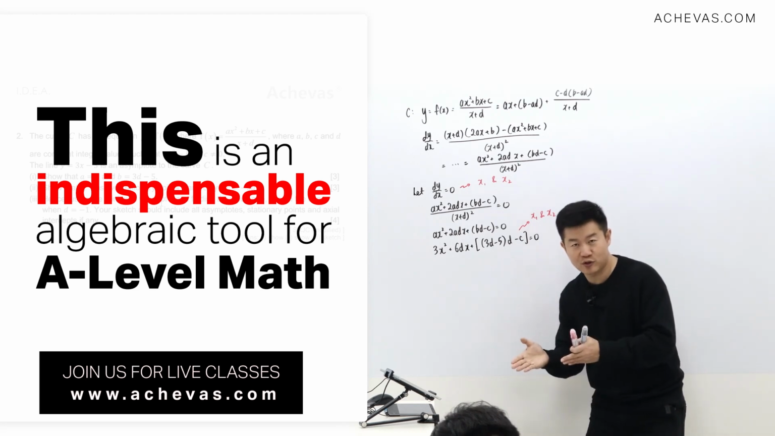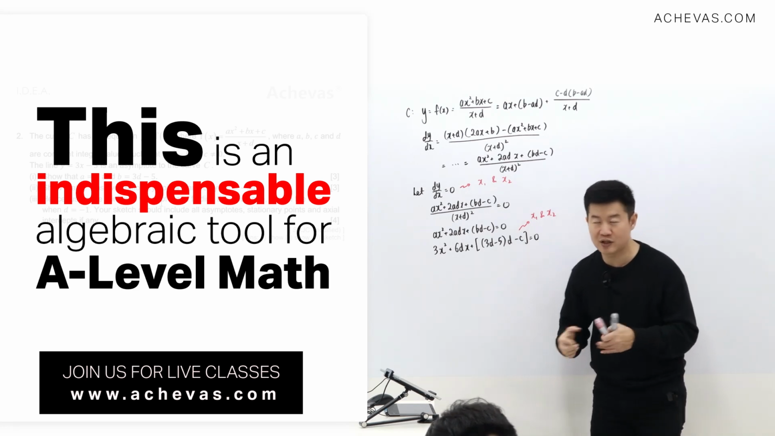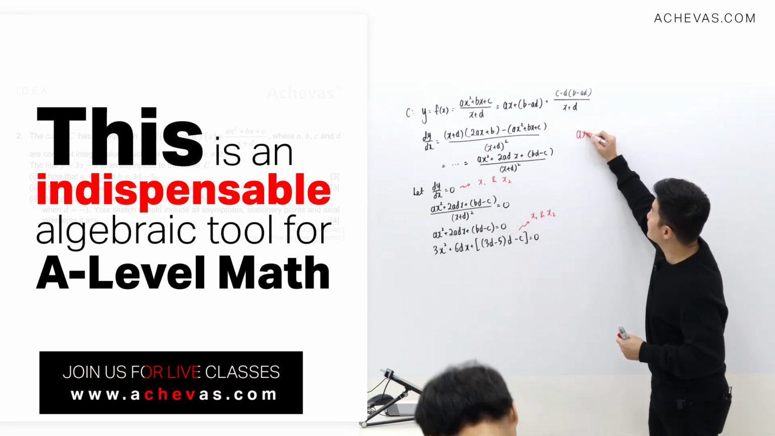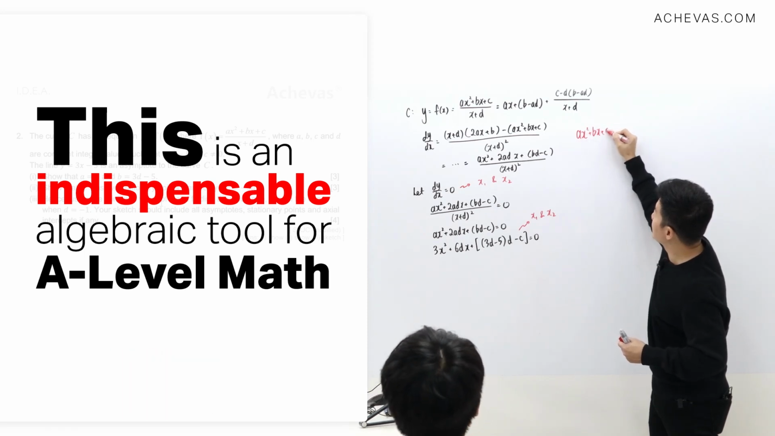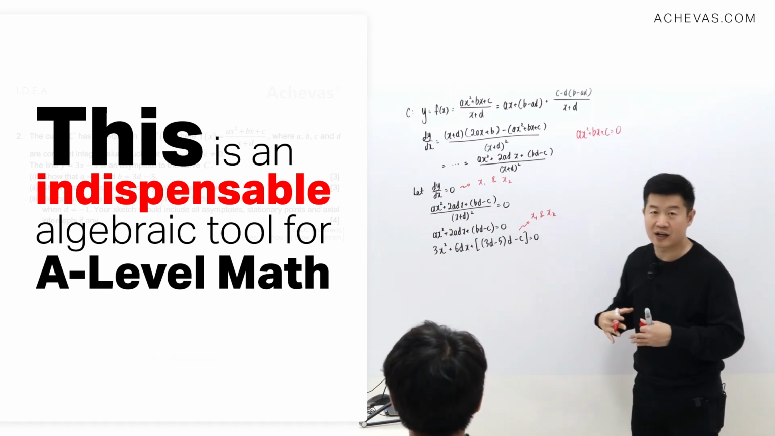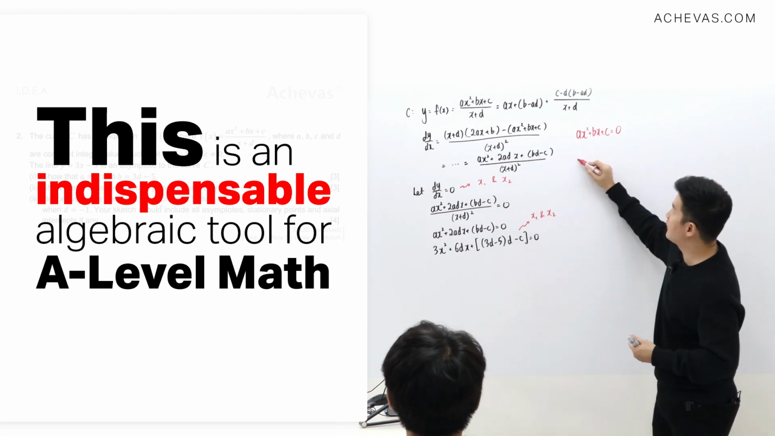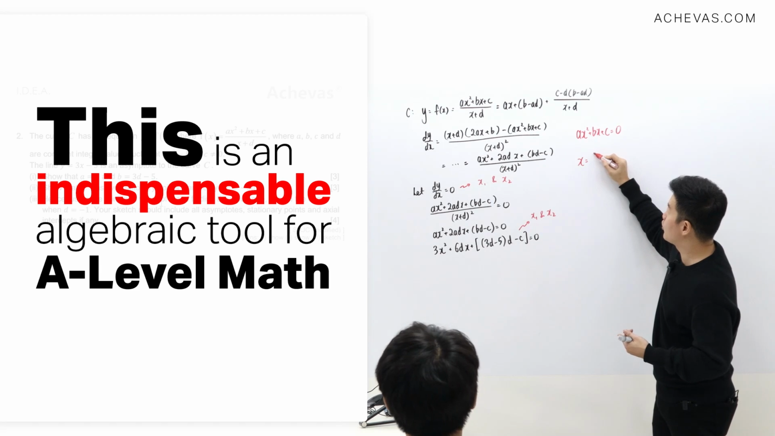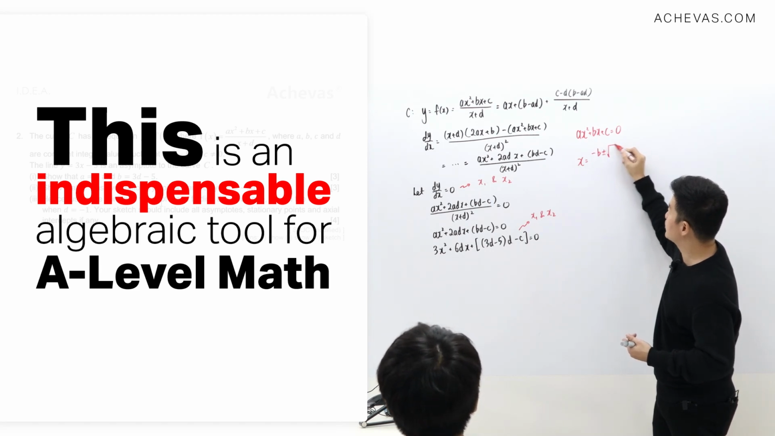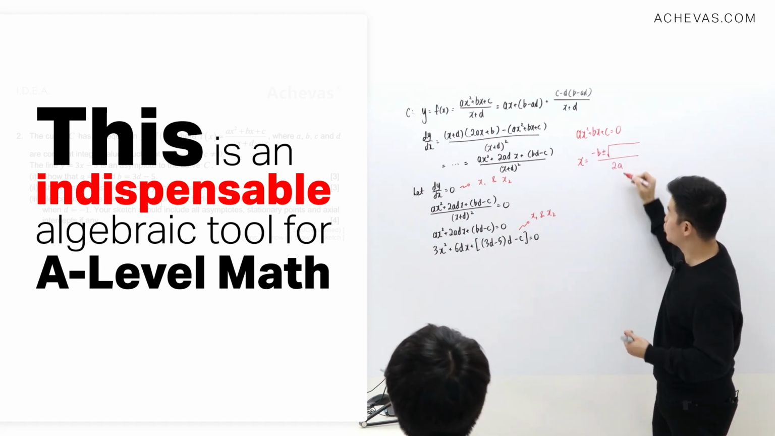So last week we talked about discriminant. Maybe we can just very quickly talk about discriminant again today. ax squared plus bx plus c is equal to 0 is a quadratic equation. If I solve this quadratic equation by completing the square, I'll get the quadratic formula: minus b plus or minus square root of b squared minus 4ac over 2a.